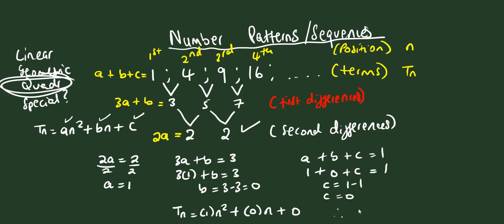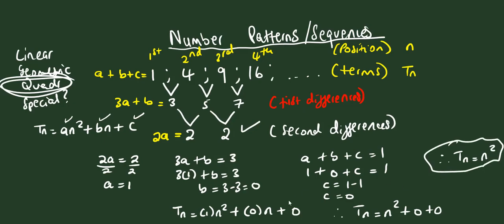So therefore my Tn will be equal to, what is 1 times n squared? 1 times anything is that thing. And then what is 0 times n? It's 0, because 0 times anything is 0. And then plus 0. So therefore, Tn is equal to n squared. This is the general term for this quadratic number pattern.